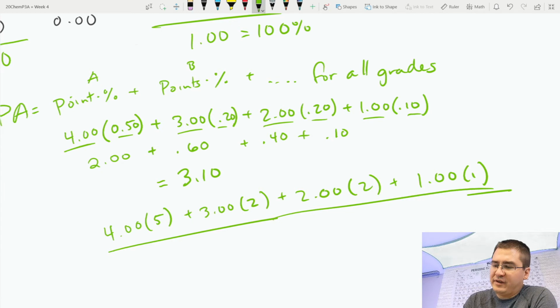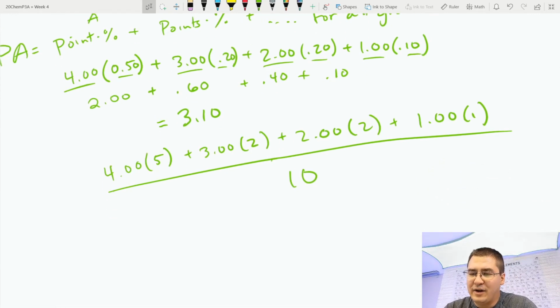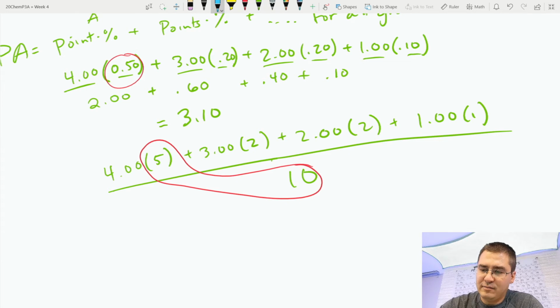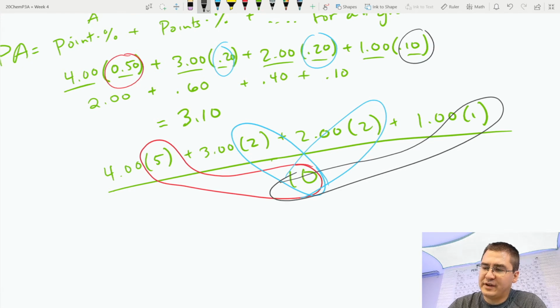This was how the counselors averaged it at first, right? They multiplied all the points by how many grades, then they added the points together, then they divided by the 10 credits that you had. Well, if you look at this, 5 out of 10, that's equivalent to 50%. And 2 out of 10, that's equivalent to 20%. And then the last one, 1 out of 10 is equivalent to 10%.